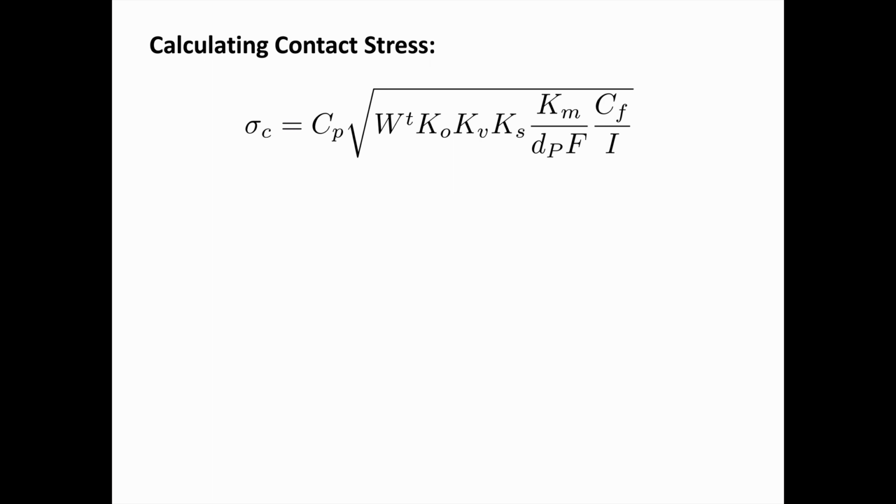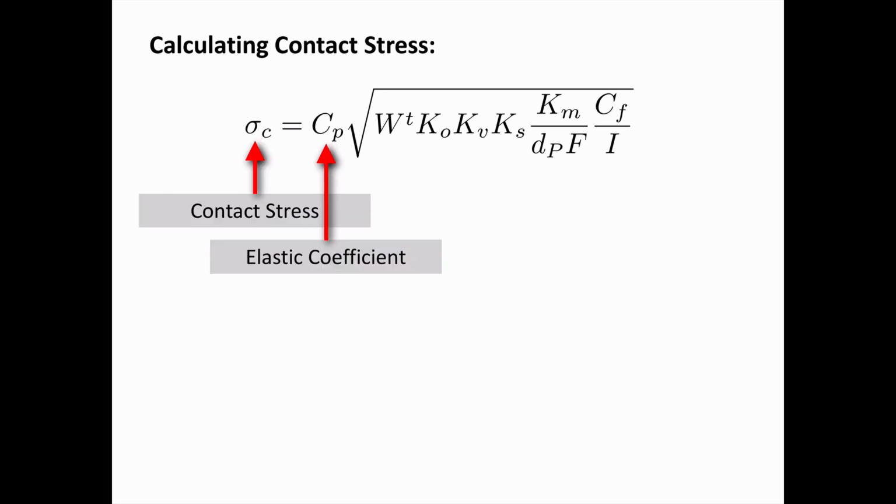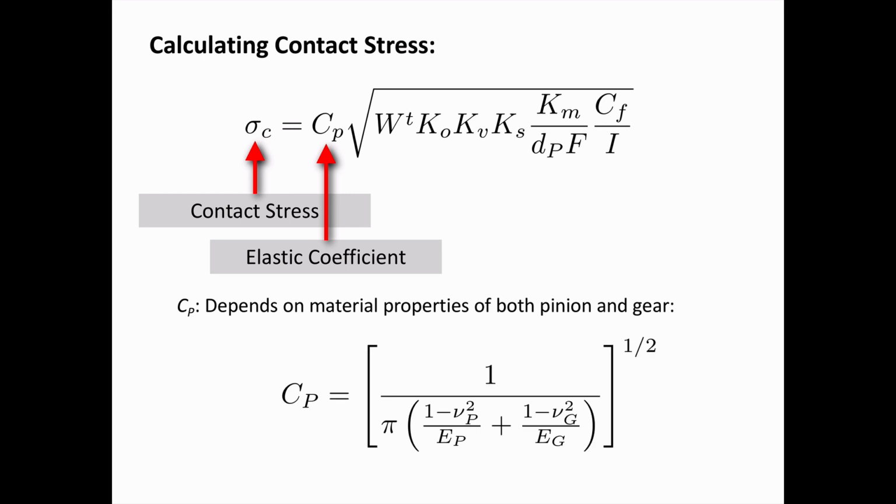Now we're going to learn how to calculate contact stress. The first term is the elastic coefficient. This depends on the material properties of both the pinion and the gear. As you can see in the formula here, it depends on Poisson's ratio and Young's modulus for both the pinion and the gear.